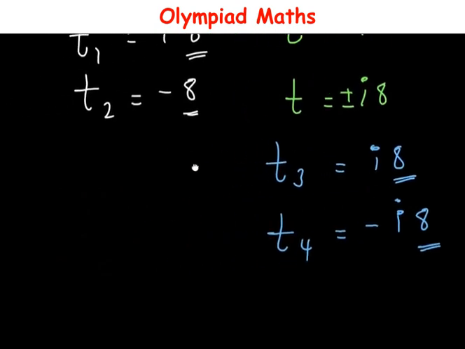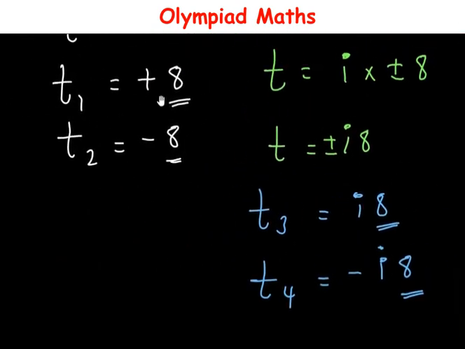Now these are the third and the fourth solutions for the value of t. The first ones are t1 equals 8 and t2 equals minus 8. So with these solutions of t, let us then check whether these solutions are the correct solutions for the question. Now let us check it out.